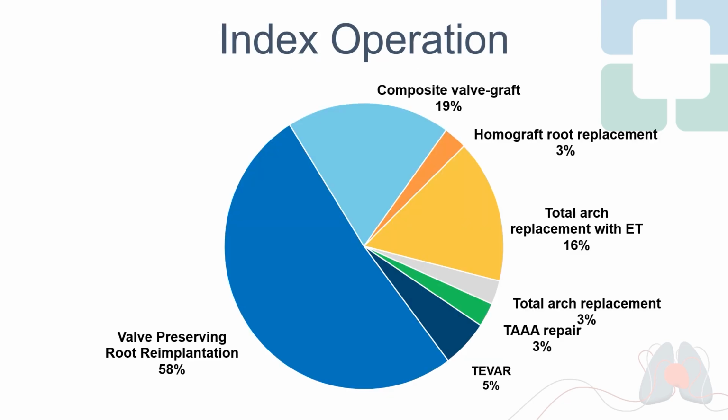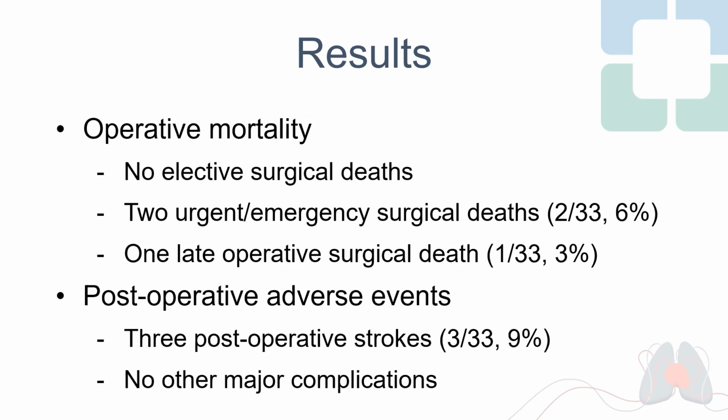So in the patients who had operations, the operation we did electively most often was a valve-preserving reimplantation of the valve. In the patients who had the reimplantation operations and elective surgery, there were no deaths. There were 2 deaths in patients who had emergency surgery or urgent surgery, and there was 1 patient late after surgery who died. And here are the other complications.